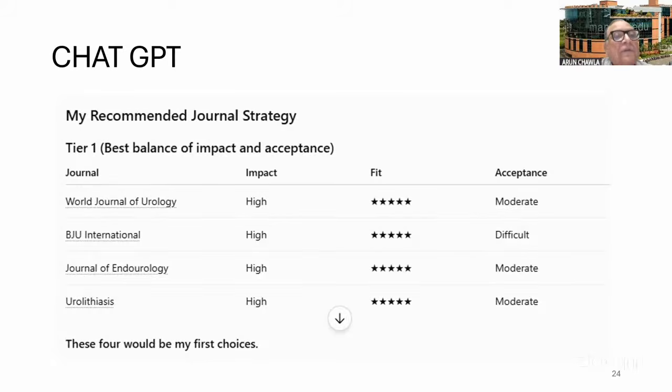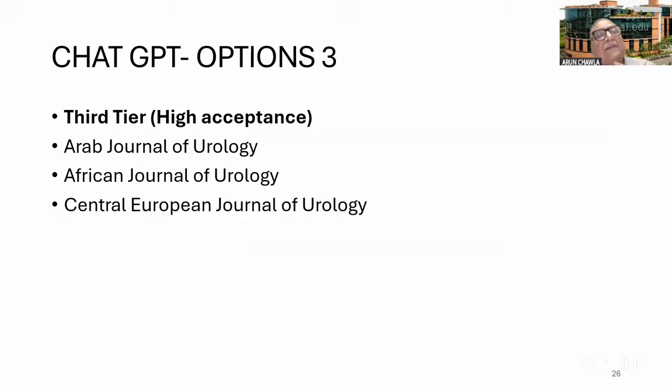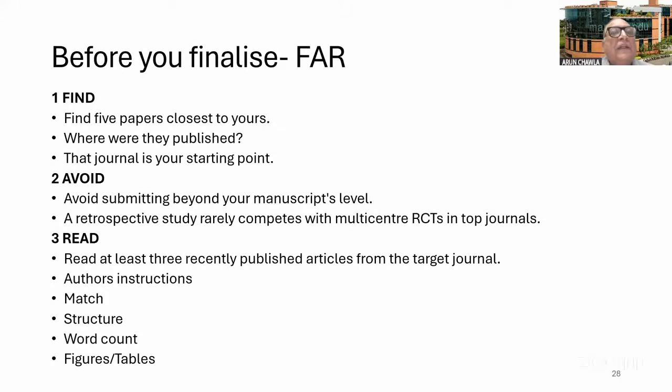It says for the abstract which you have given with the title, WJU, BJU, Journal of Endourology, and Urotherapy are the best. Why are they best? Because it suits that. It has given its suggestion, and it has given the rate of acceptance. Then it has given the second option: Interventional Urology, Nephrology, Mini Urology, Investigative and Current Urology may be the backup options. It gives a third tier also, which has a better chance of success than tier 1 and tier 2. And it clearly says you should avoid sending this manuscript to European Urology, Focus, Journal of Urology, Nature Reviews, and says why. And this is coming to the conclusion.